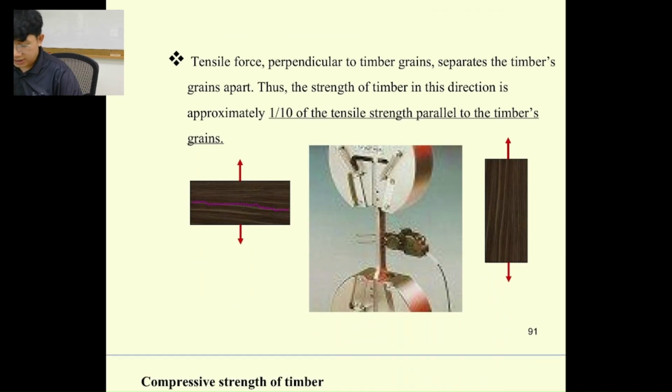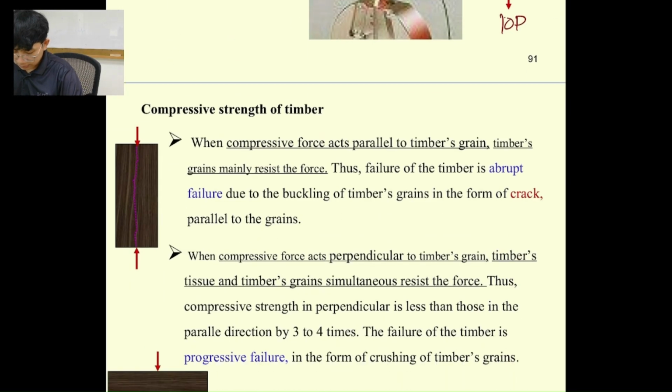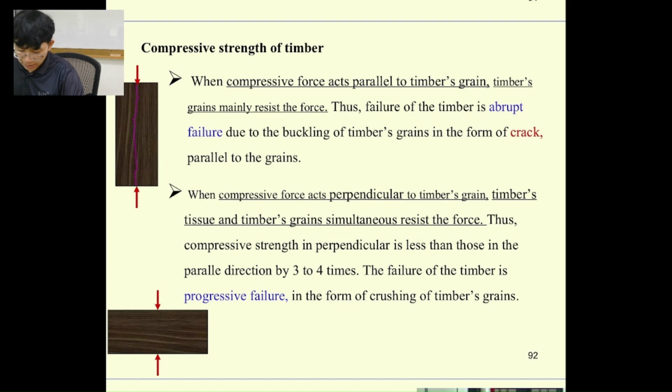Next is the tensile force of the timber. When we test for tensile stress, if we pull perpendicular to the grain and apply force P to fail, and if we pull the timber parallel to the grain, it's going to be 10 times, 10P over here. So it's going to be 10 times larger than perpendicular to the grain. For compression, if we compress it to fail, it fails by progressive failure for perpendicular to the grain. So it's going to fail like this.